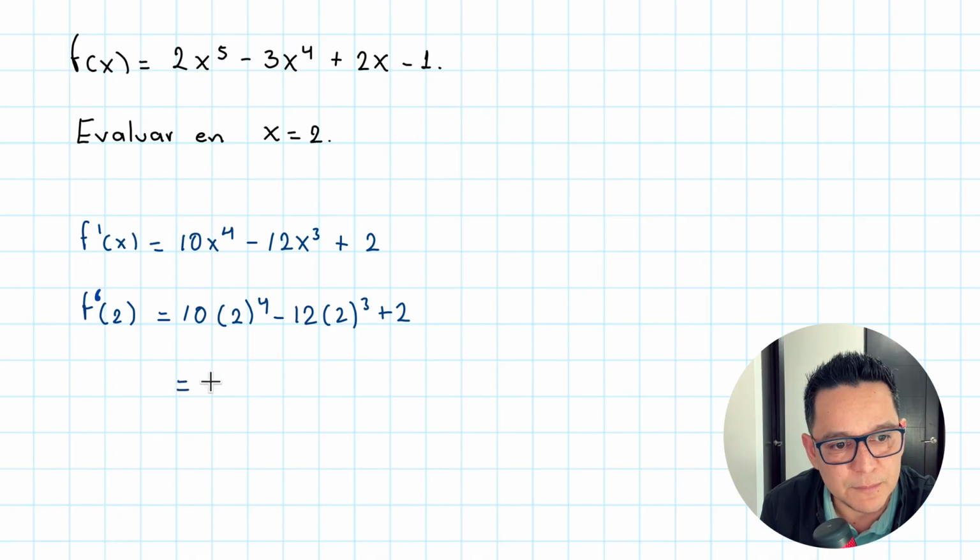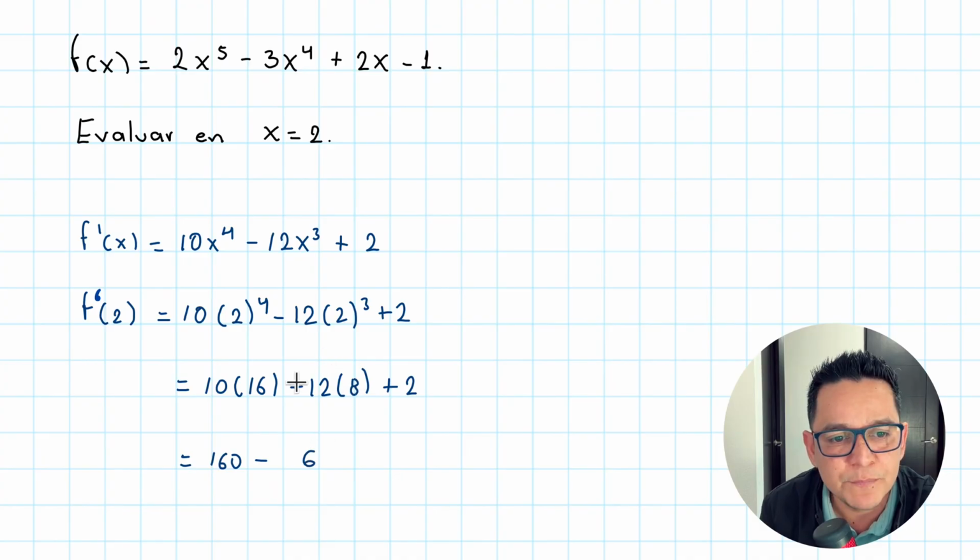Continuing here, I would have 10 times 2 to the fourth power, which is 16, minus 12 times 2 to the third power, which is 8, and plus 2. Continuing, 10 times 16 is 160 minus 12 times 8. 8 times 2 is 16, carry 1. 8 times 1 is 8. Add the carried 1 to get 9, plus 2.